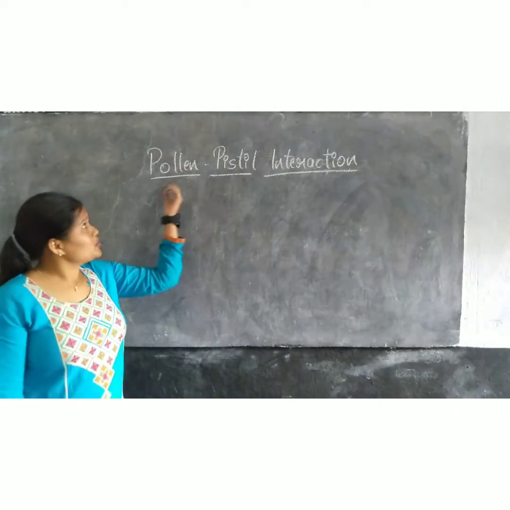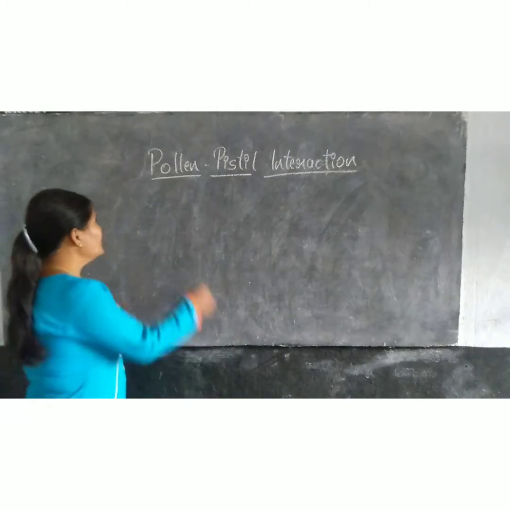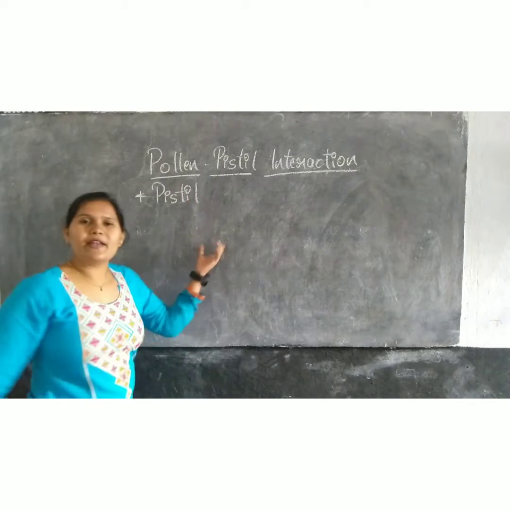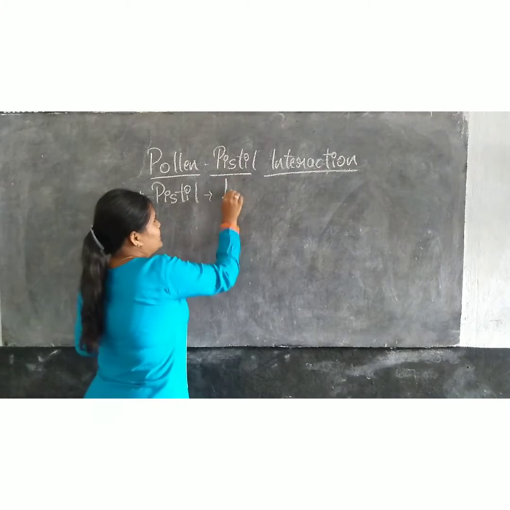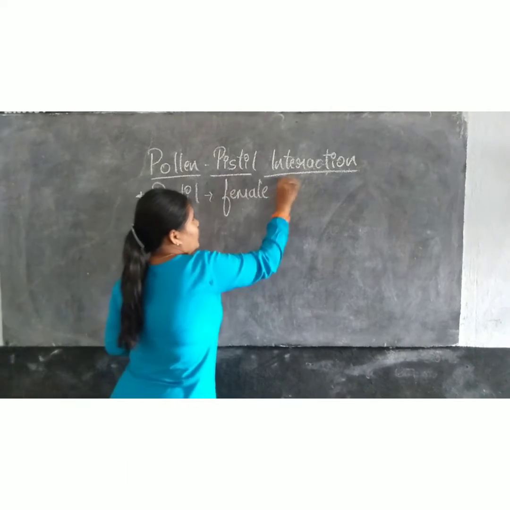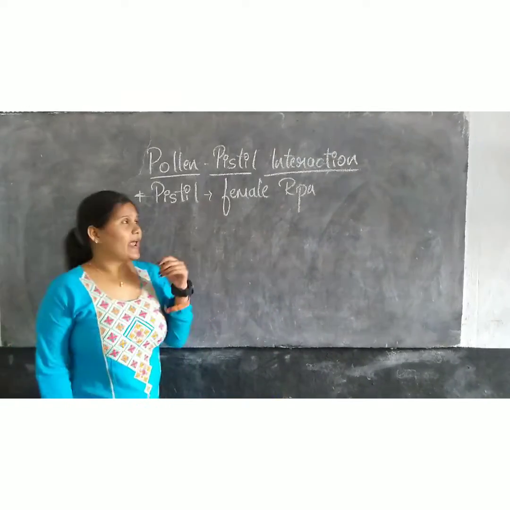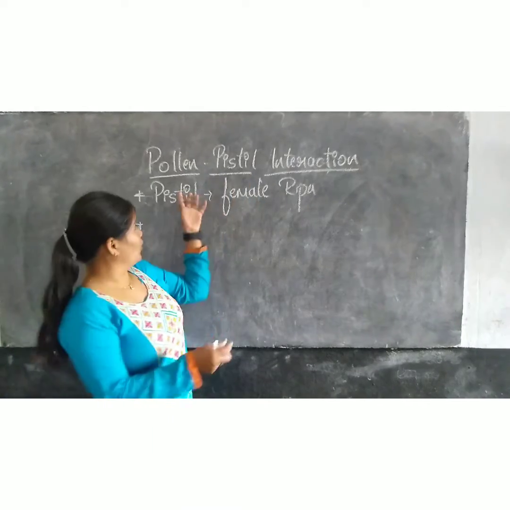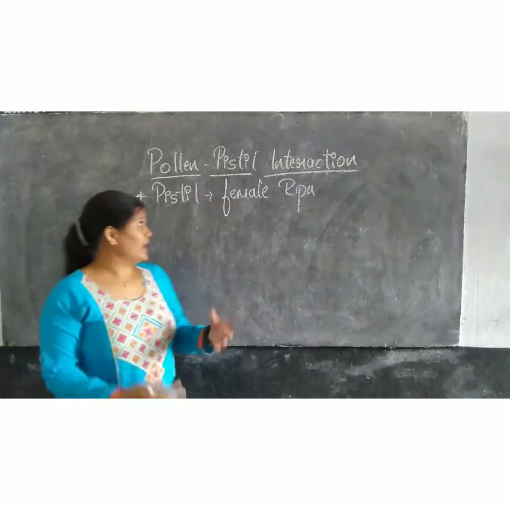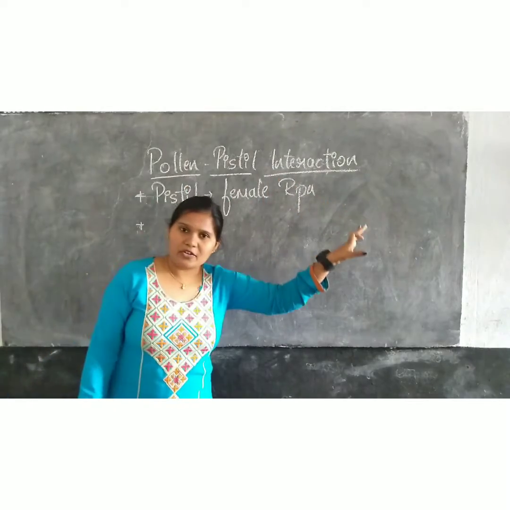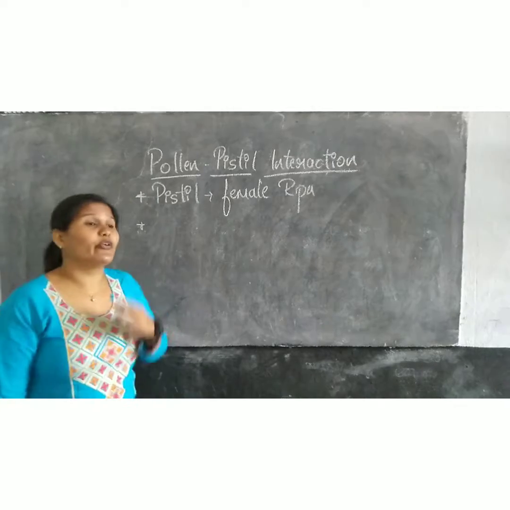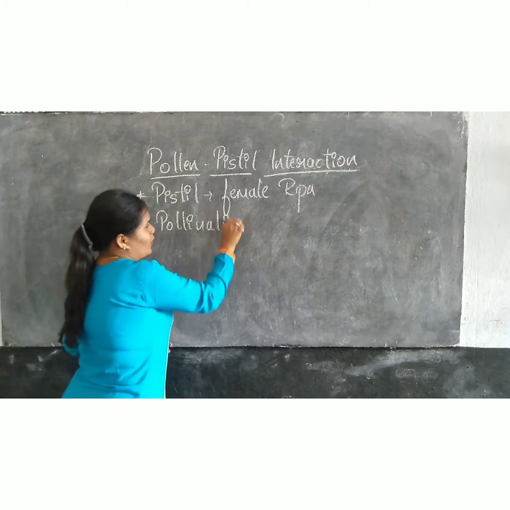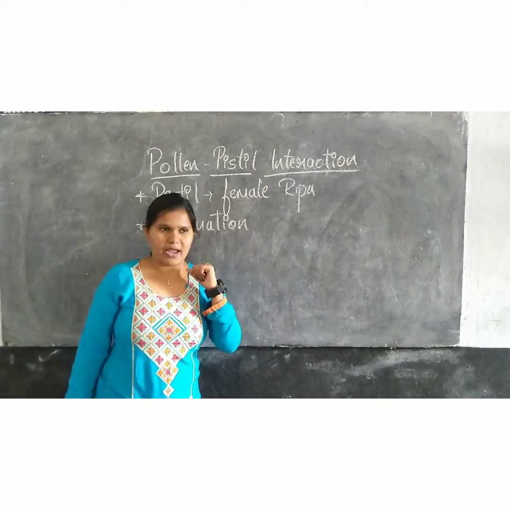So the interaction of the pollen and pistil. Here, the pistil is the female reproductive part of the flowering plant. And for the pollen-pistil interaction to occur, we say that it starts initially through the process called pollination. So through pollination, this pollen-pistil interaction takes place.